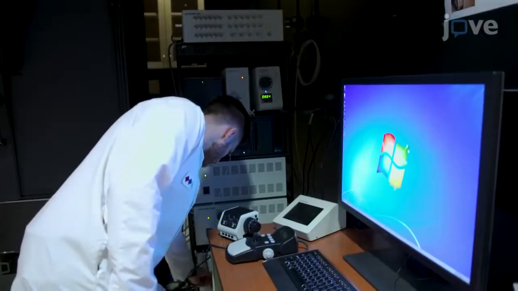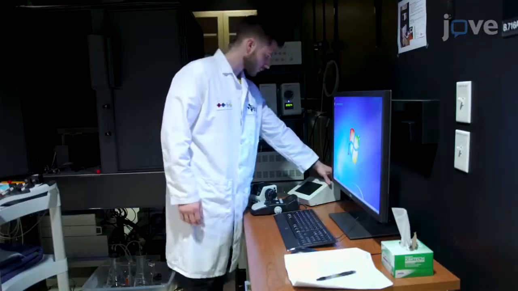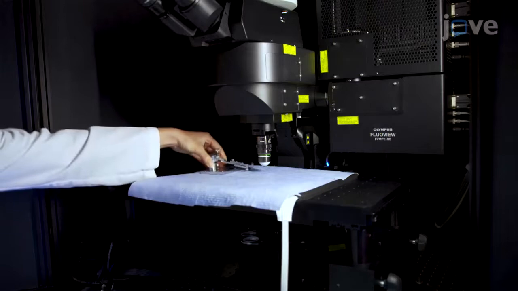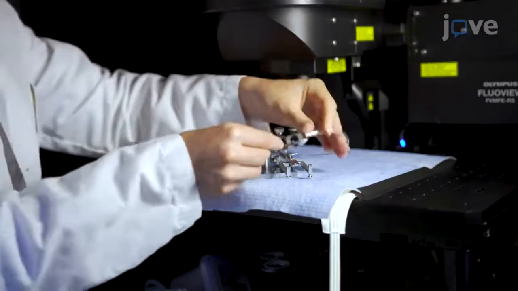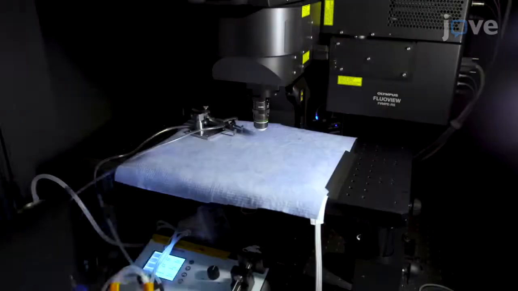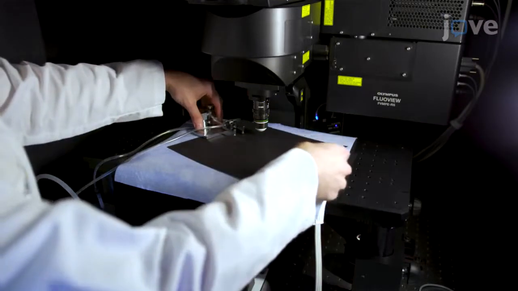Before beginning the procedure, turn on the multi-photon system and select the 25x objective. Place a stereotaxic apparatus onto the stage of the multi-photon microscope and connect the apparatus to an anesthesia delivery machine. Place a piece of matte black paper on the surface of the apparatus as a connection point for the mouse paw.